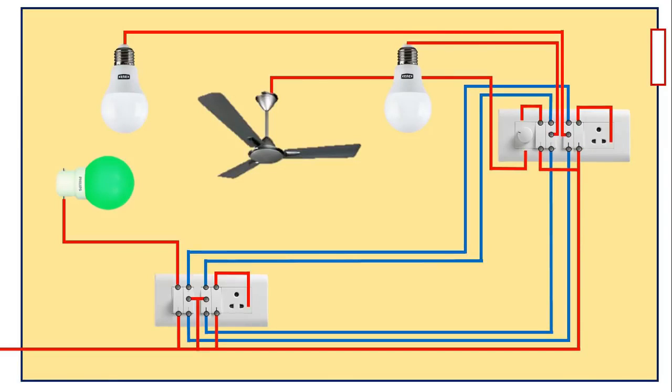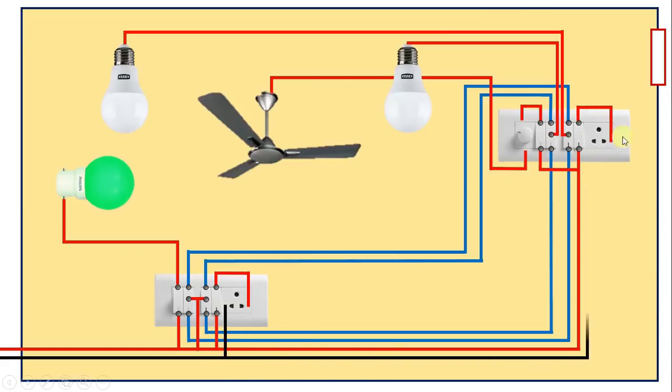Now we will do connection of neutral power supply. Look, whatever neutral power supply is there, in this switchboard with left hand side pin of this socket connect this supply. Now to this switchboard we have to connect neutral power supply. For this, from this same switchboard loop a wire and in this switchboard with left hand side pin we will connect neutral power supply.